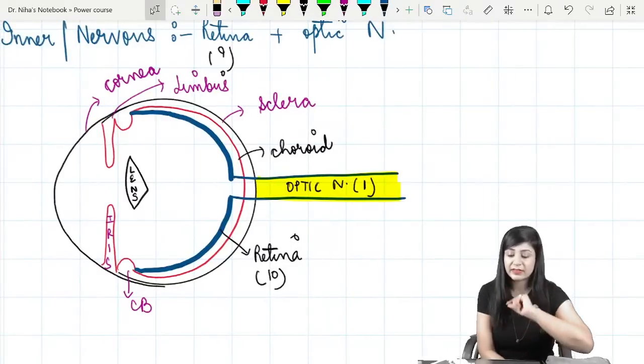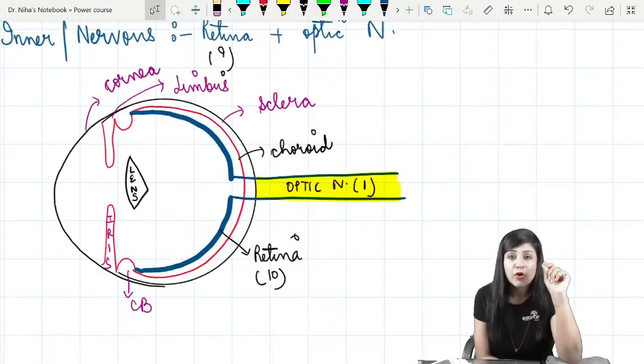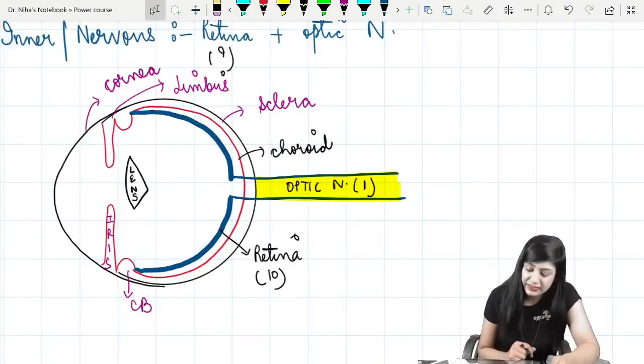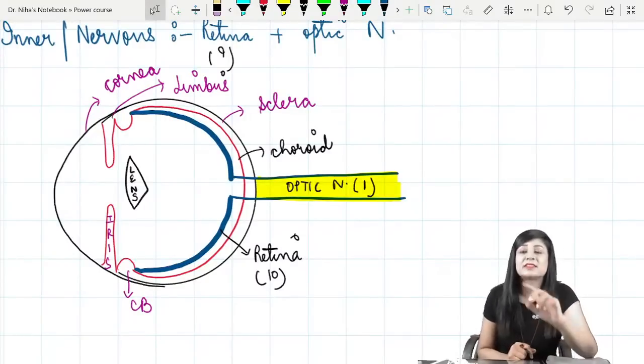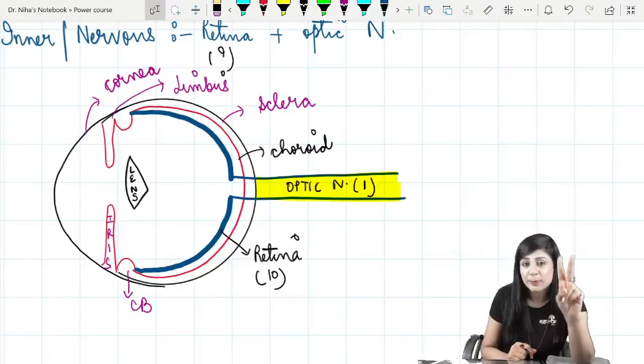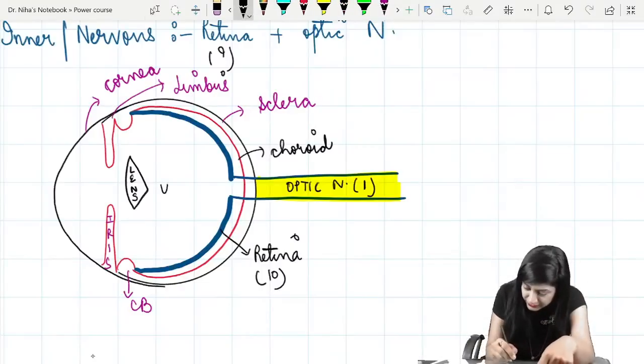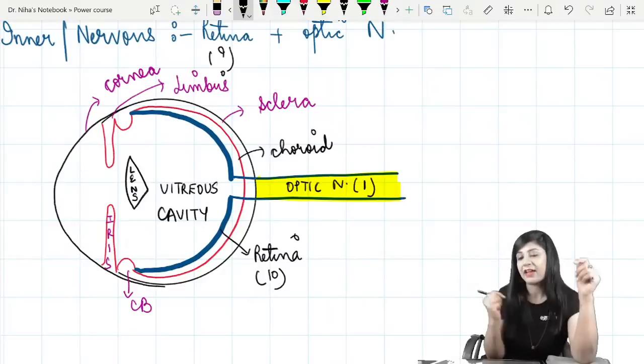We are having the sclera, choroid, retina, cornea, limbus, iris, ciliary body. Okay, this is the outer coat. You can see the optic nerve, and this cavity is called the vitreous cavity.